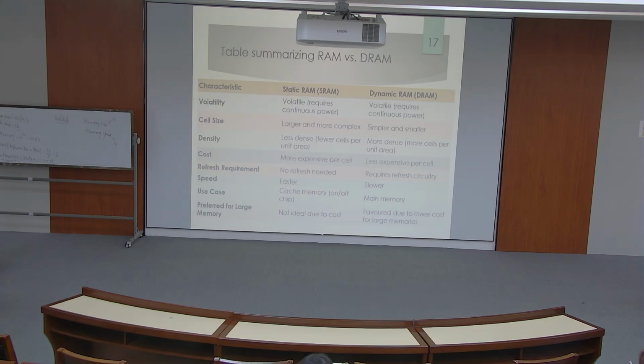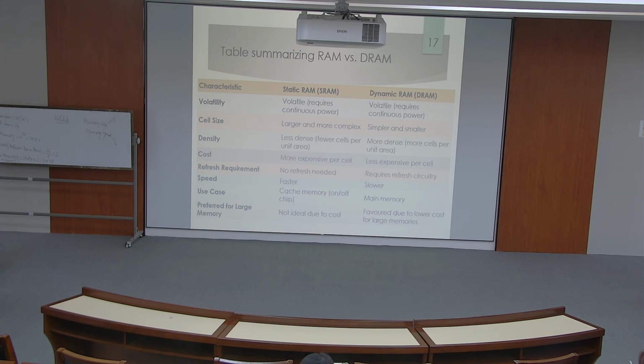To summarize, these 2 types of RAM are both volatile, which means they store data only when power is supplied. When it comes to size, the static RAM is larger compared to the dynamic RAM, and the static RAM is more complex. For density, the static RAM is less dense. That means we have fewer cells per unit area. DRAM is more dense. That means it has more cells per unit area.